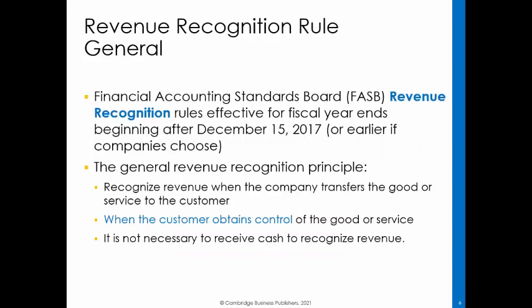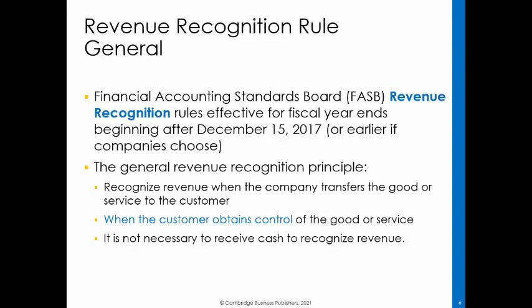The new revenue recognition rules from the Financial Accounting Standards Board went into effect for financial reporting periods beginning after December 15, 2017. The new rules modify the way in which companies recognize revenue, but the core revenue recognition principles remain the same. Revenue is recognized when the company transfers a good or service to a customer, that is, when the customer obtains control of the goods or services.